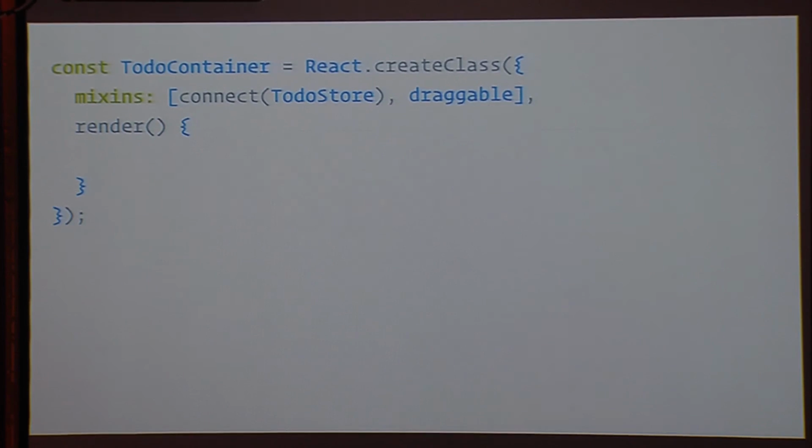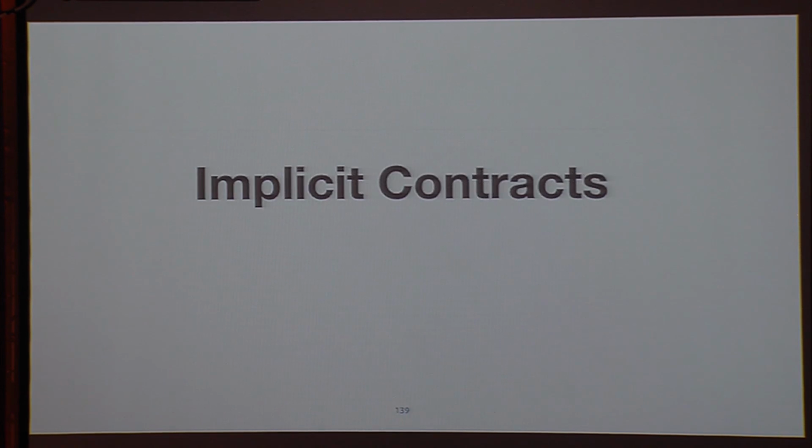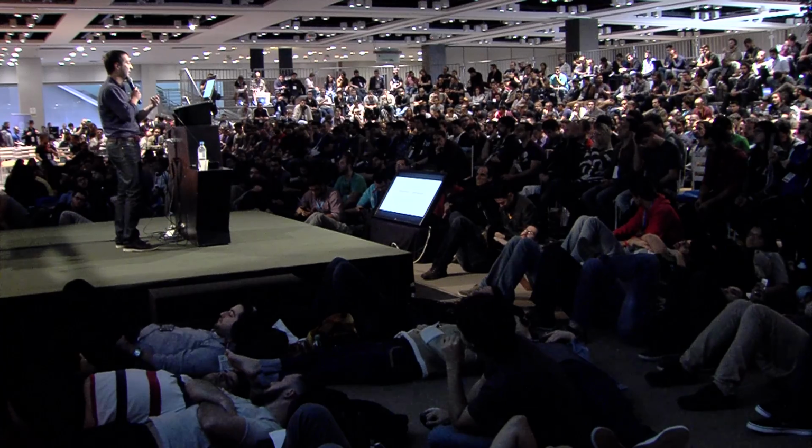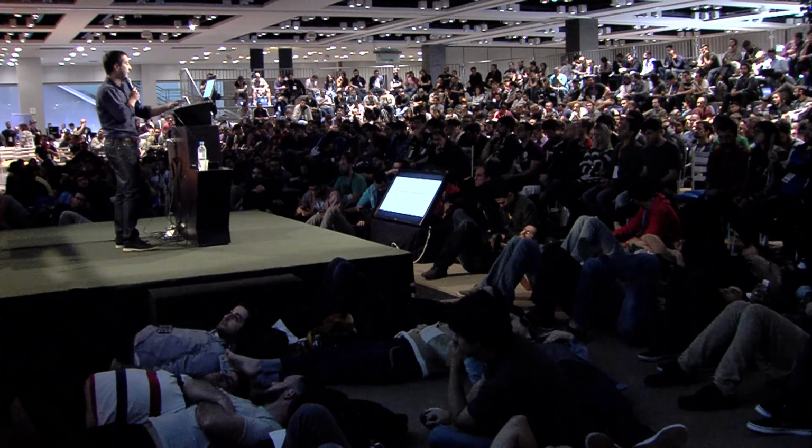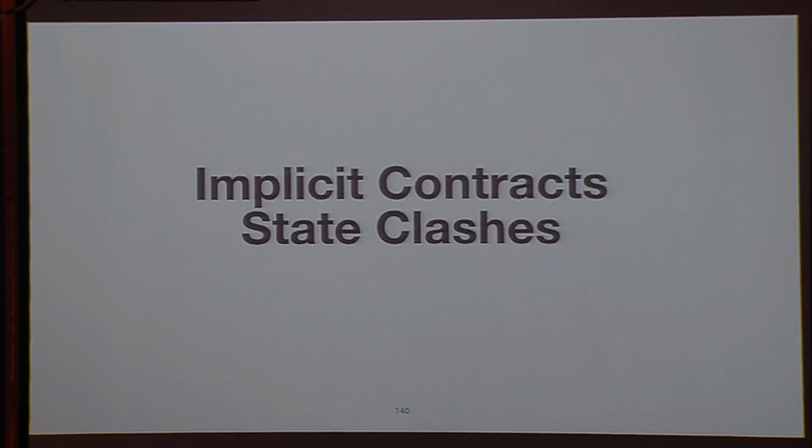So what people usually would do is to use mixins, but the problem with mixins is that first you get implicit contracts. What I mean by implicit contracts is whenever you say connect store or whatever, or you say draggable, it can depend on some function within your component, and you can never know, right? The only way that you could know is by reading the entire source code of this module. The second thing is that they can have state clashes. Draggable can use item, and so can some other thing like connect store, and all of a sudden you'll get an error, and you'll never know why.